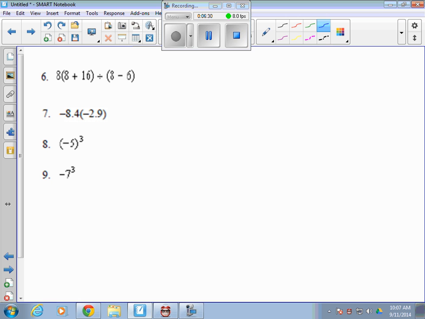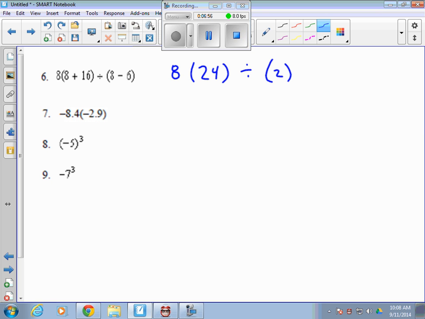Number 6, order of operations problem. Do what's inside parentheses first. 8 plus 16 is 24. That's right next to 8, so that means they're multiplying, but you still have to do what's inside parentheses first. Then it says divide. If your paper looks like plus, make sure you make that division in the middle. Inside the other parentheses, 8 minus 6 is 2. Okay. So now you just go straight across.